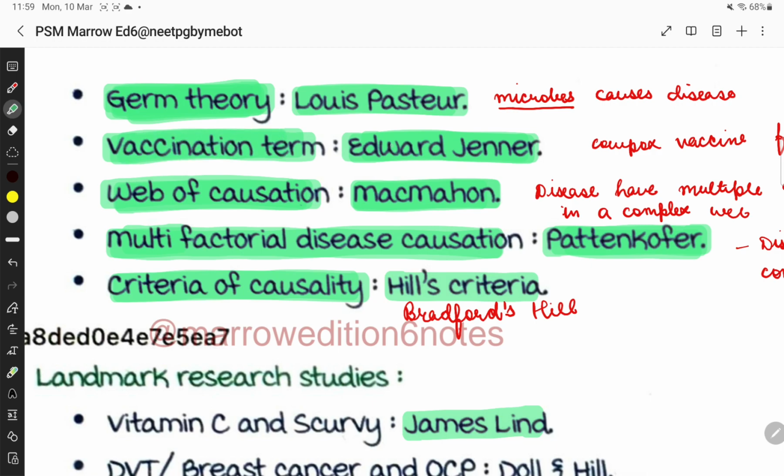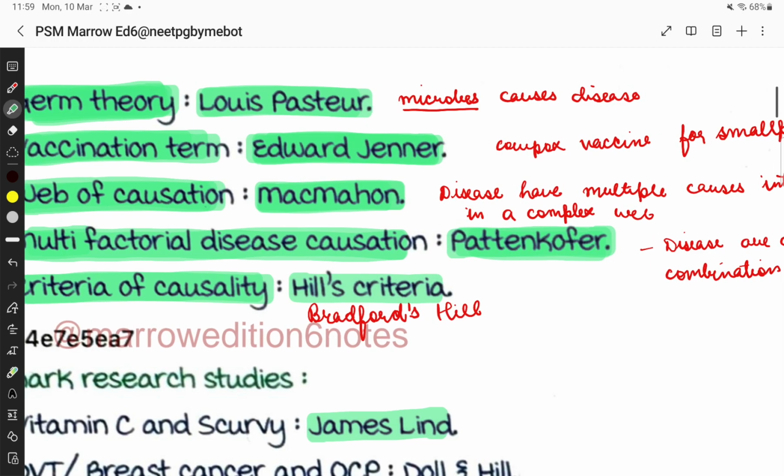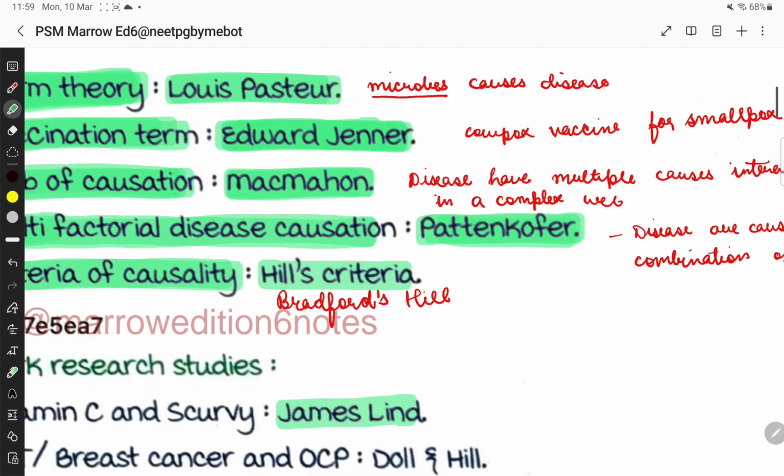Then vaccination term was given by Edward Jenner. Edward Jenner observed that milkmaids who were exposed to cowpox were not getting smallpox. So he tested this theory by inoculating a boy with cowpox and then later exposing him to smallpox. When he inoculated the boy with cowpox and then exposed him to smallpox, the boy did not get smallpox. Okay, and in this way he found the vaccine for smallpox.